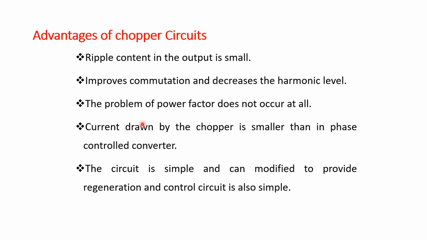The conventional phase control method suffers from a poor power factor as the firing angle is delayed. Next, current drawn by the chopper is smaller than in a phase controlled converter. The chopper circuit is simple and can be modified to provide regeneration, and the control circuit is also simple.